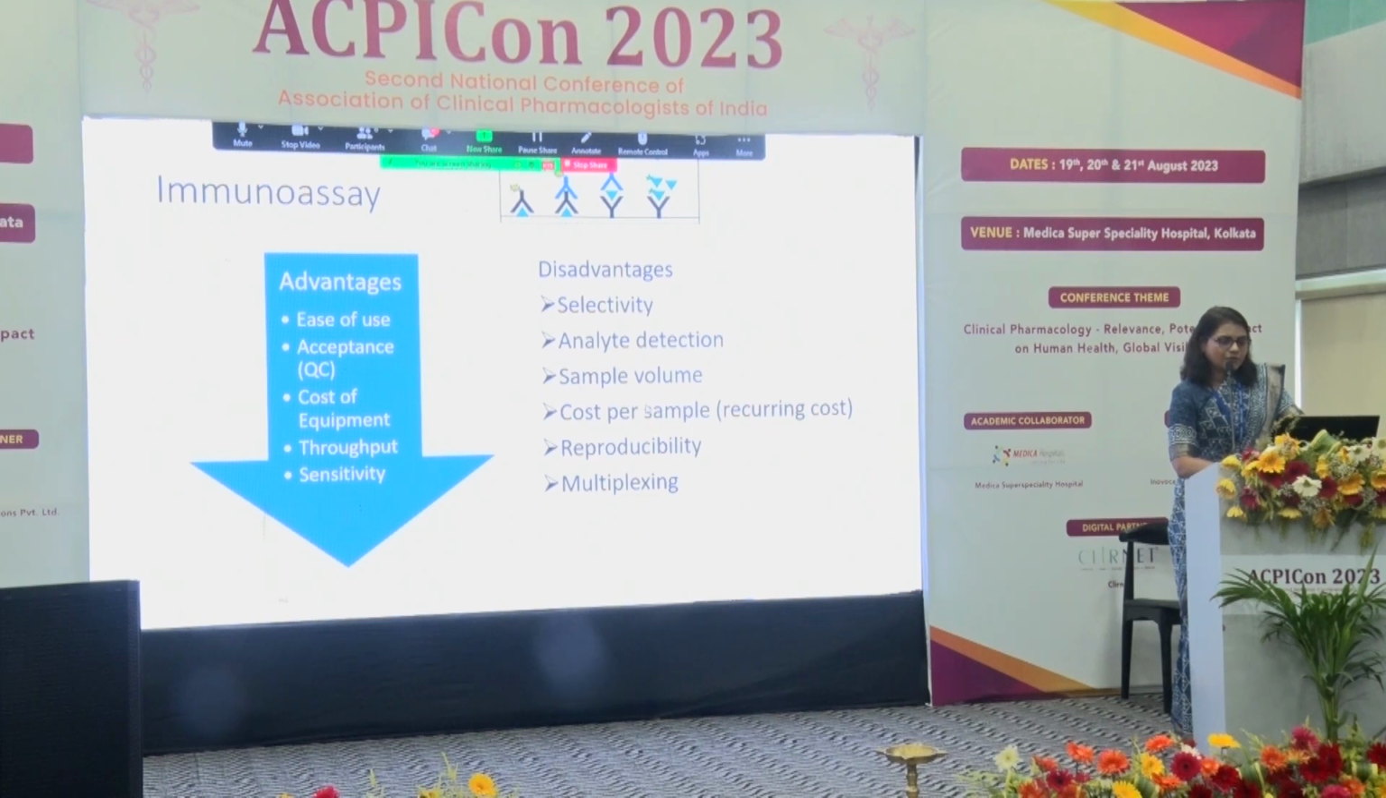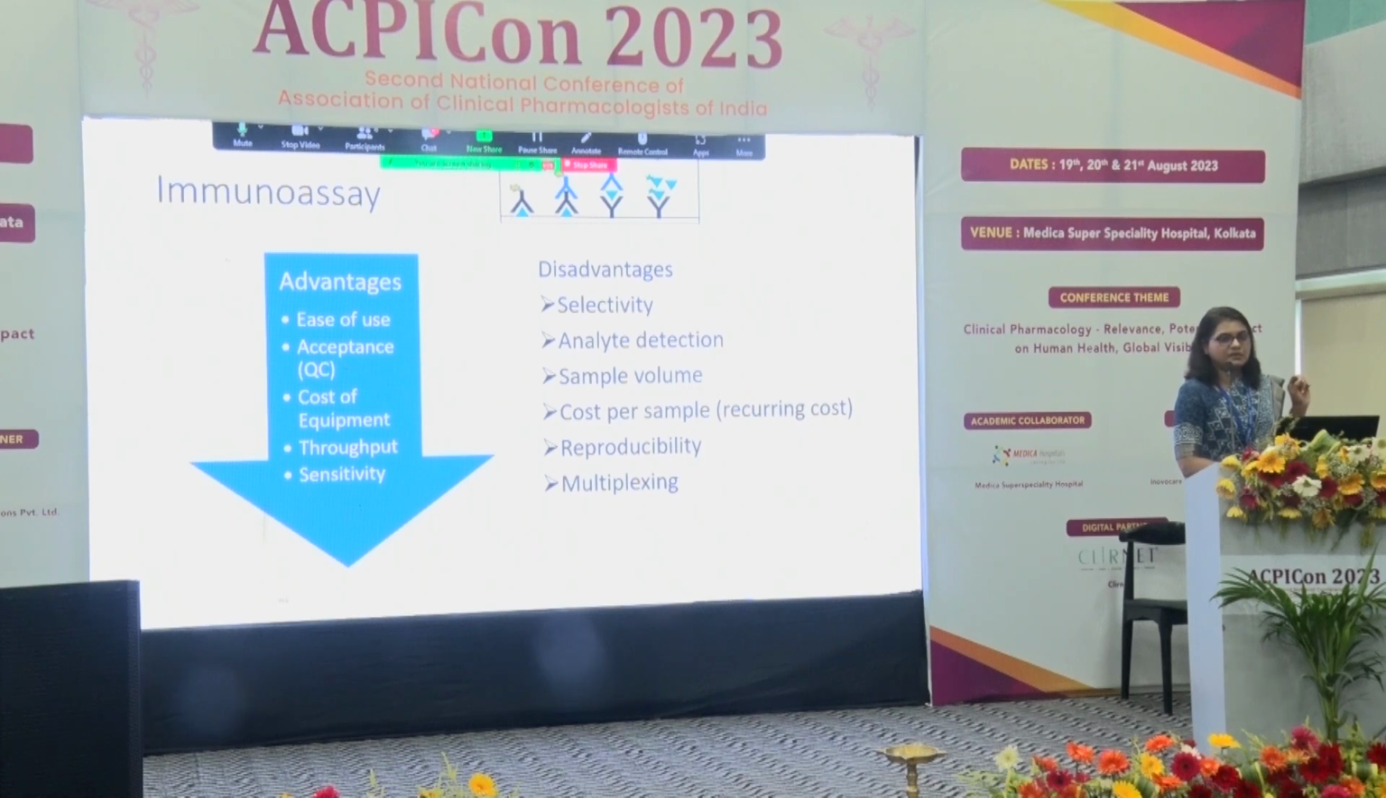And the sample volume that is required for this immunoassay is generally higher. I'm just telling from experience that 200 microliter we require for an immunoassay method, whereas an LCMS-MS method can do it in 50 microliter. So it's a one-fourth. Then cost for sample is high in an immunoassay method.